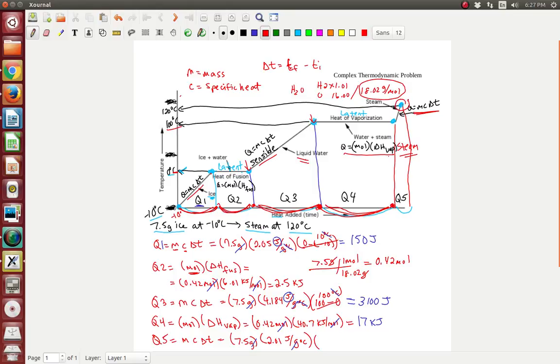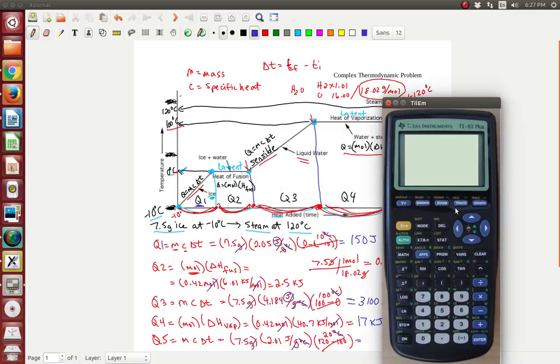The final temperature is right there, that's 120 degrees Celsius. The initial temperature is right there, that's 100 degrees Celsius. So final minus initial is 120 minus 100, which gives me 20 degrees Celsius. Again, it's a positive number because we're still heating things up. The degrees Celsius cancel, and now we have to calculate this one. 7.5 times 2.01 times 20 is 301, but with 2 sig figs it's just 300.